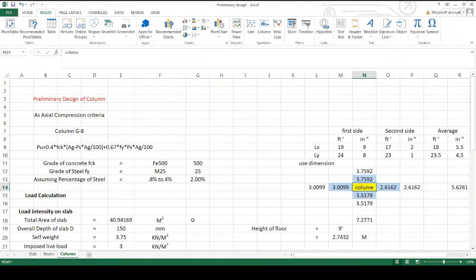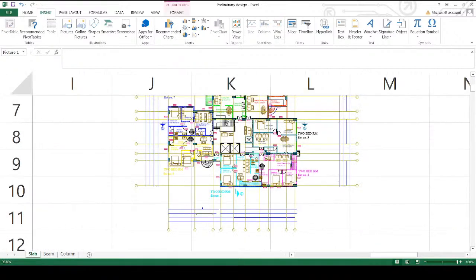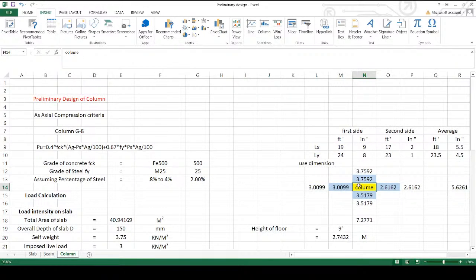Here, this is our selected column. There is the next column on the left, and there are further columns beyond it. The distance between them is 3.755 meter and 3.5 meter, overall column to column distance, center to center. It is divided into half portions because only this much loaded area is taken by this column.